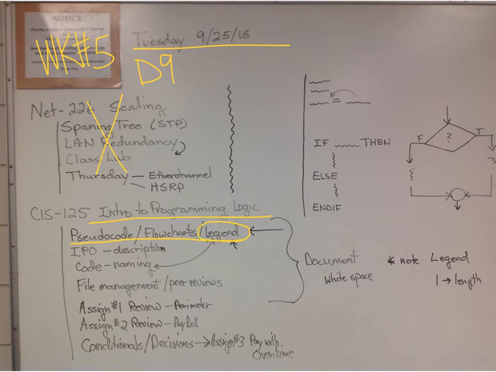We talked about the legend should match. IPO description. You need a description. You need to explain what's going on. Then in your code, naming, and if you're using cryptic legend, like L for length, then you've got to make sure that legend's in your code.